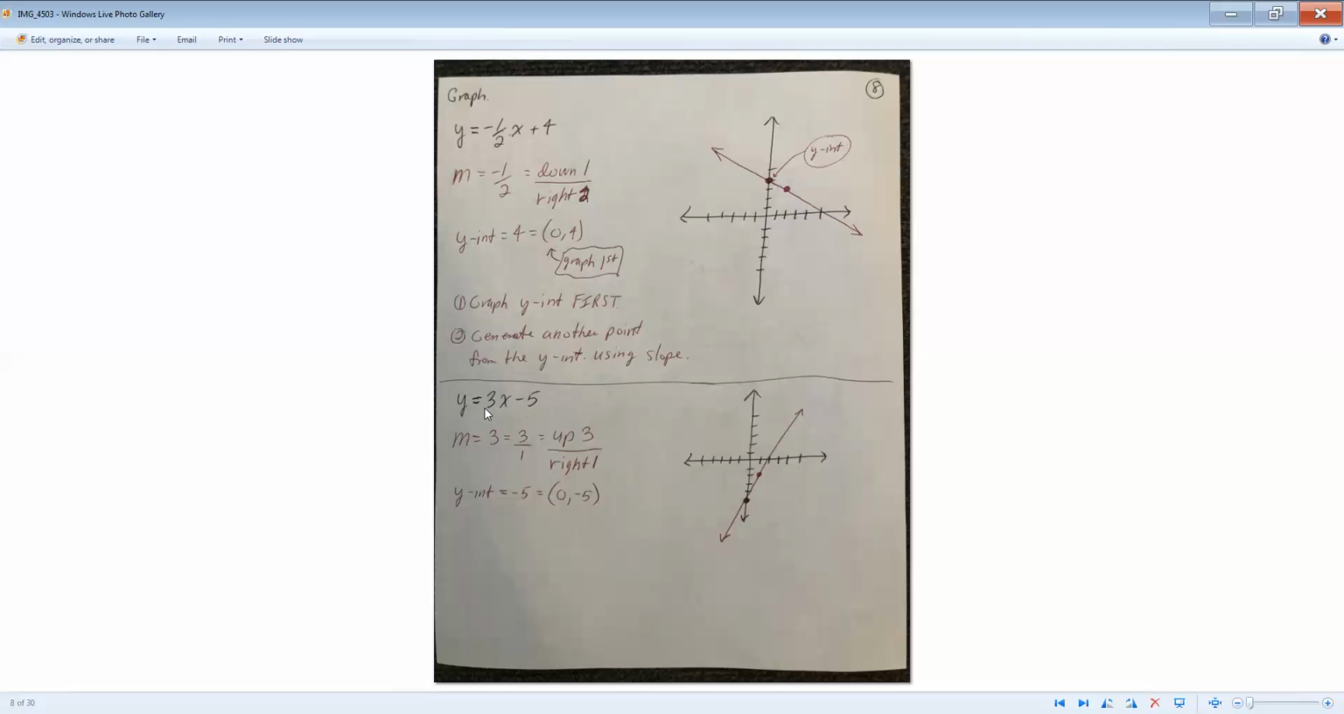So let's look at this last one, y equal to 3x minus 5. Your slope is 3. Your y-intercept is negative 5. So if your slope is 3 as a fraction, that will be 3 over 1. It's positive 3 over positive 1, so that'll be up 3, right 1. Then my y-intercept is 0, negative 5. So I graph my y-intercept first. So I go down to the 5. And then to generate another point, I go up 3 and right 1. And that will be my line.